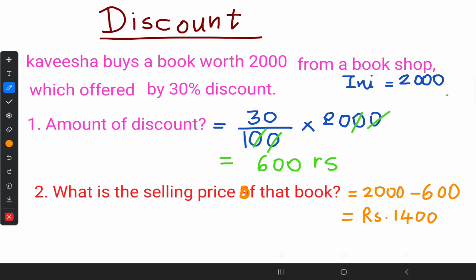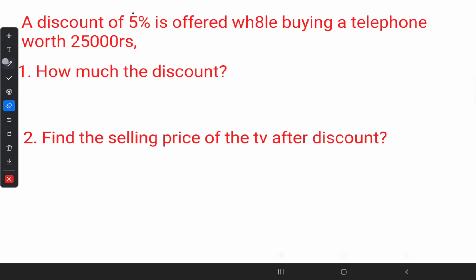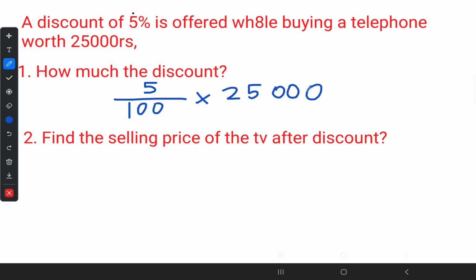So from the original 2000 rupees, when we subtract the discount amount, that would be the selling price of that particular book. Here in the question, 5 percentage discount. So for the 25,000 worth television, 5 over 100 is the related fraction multiplied with 25,000. On simplification, it would be 1250 rupees. Okay, 1250 rupees. That is the discount.